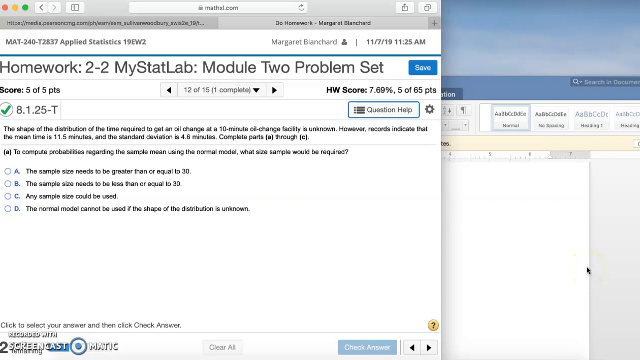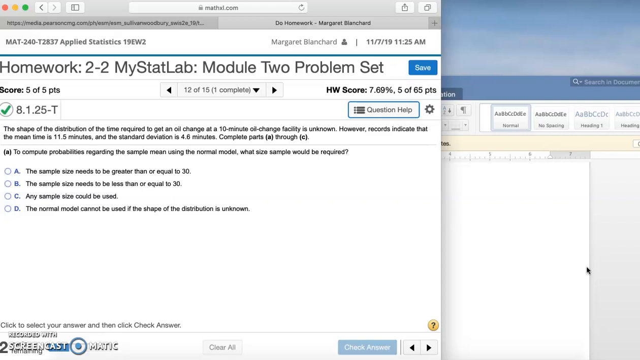Module 2, problem number 12. The shape of the distribution of the time required to get an oil change at a 10-minute oil change facility is unknown. However, records indicate that the mean time is 11.5 minutes and the standard deviation is 4.6 minutes. Complete parts A through C.